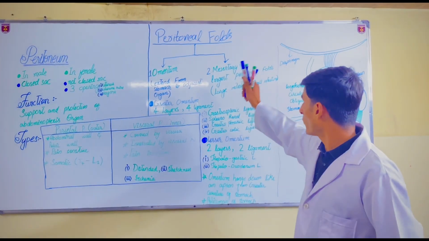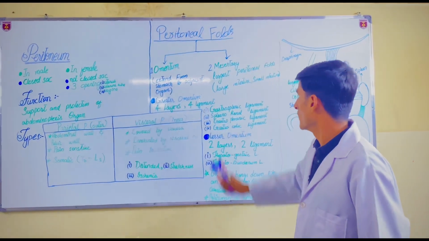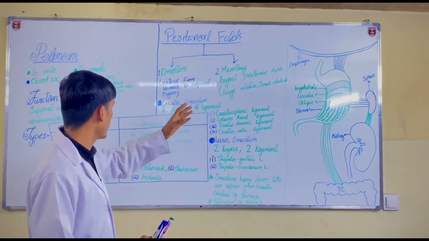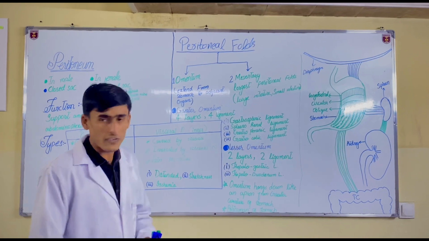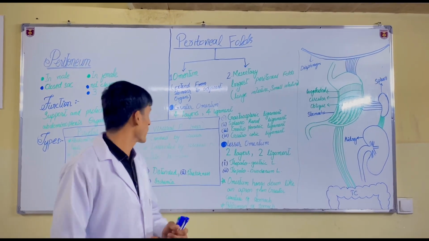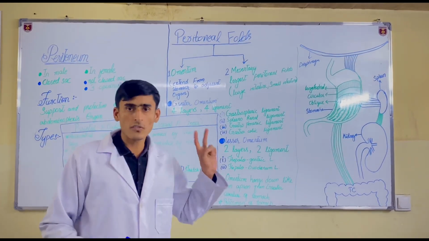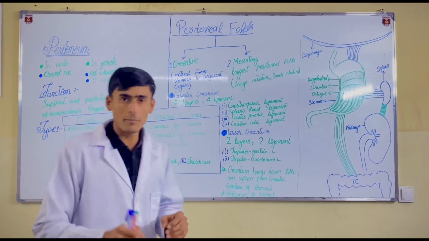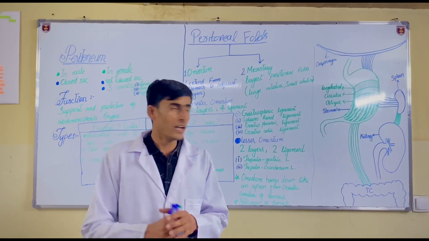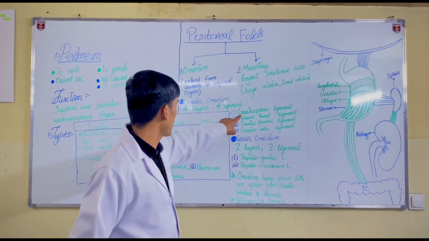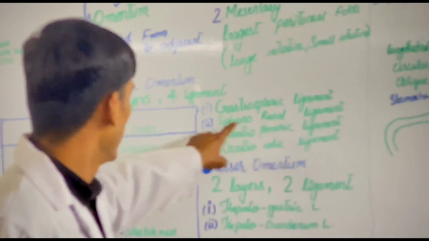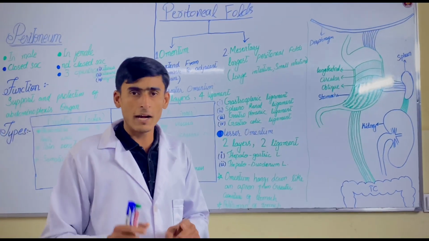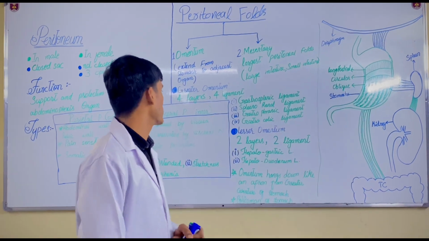Then we discussed peritoneal folds. There are two types of peritoneal folds, which are omentum and mesentery. Omentum extends from stomach to adjacent organs. There are two types of omentum: greater omentum and lesser omentum. Greater omentum is made up of 4 ligaments. You can zoom here: number 1 gastrosplenic ligament, number 2 splenorenal ligament, number 3 gastrophrenic ligament, and number 4 gastrocolic ligament.